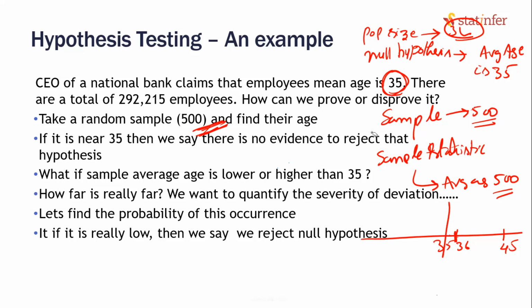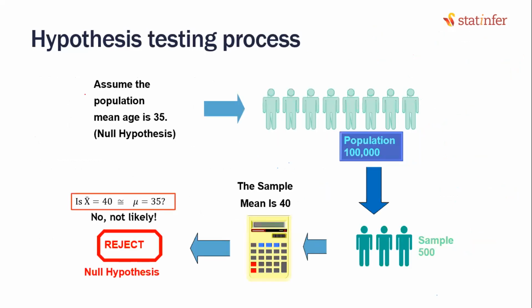Since we are not taking all the 3 lakh employees, since we are taking only 500 in a sample, we can accept some little bit of error. 36, 37 may be fine. But if the average age is 45 here, then we are going to reject the null hypothesis.